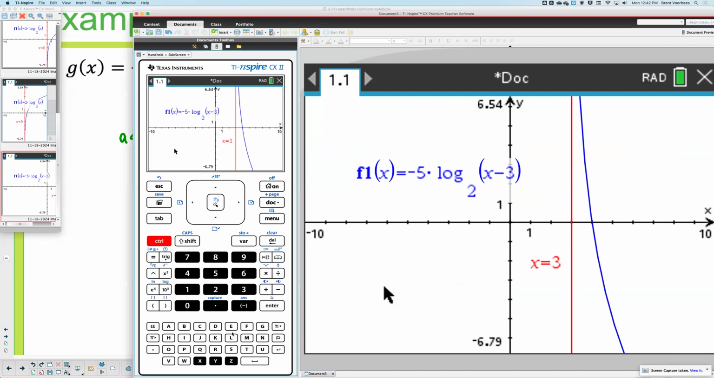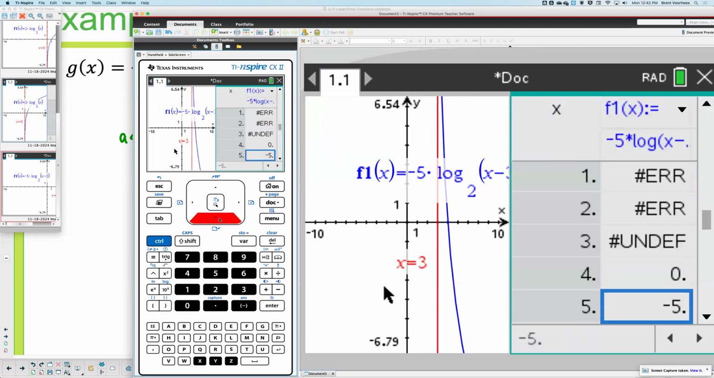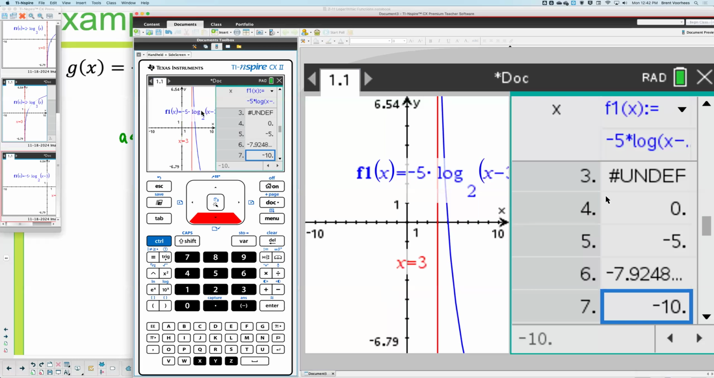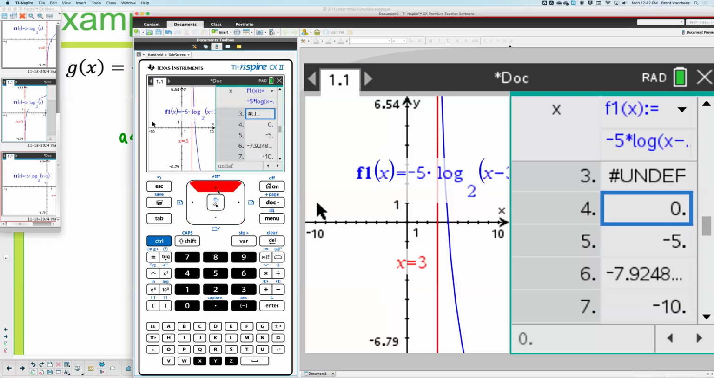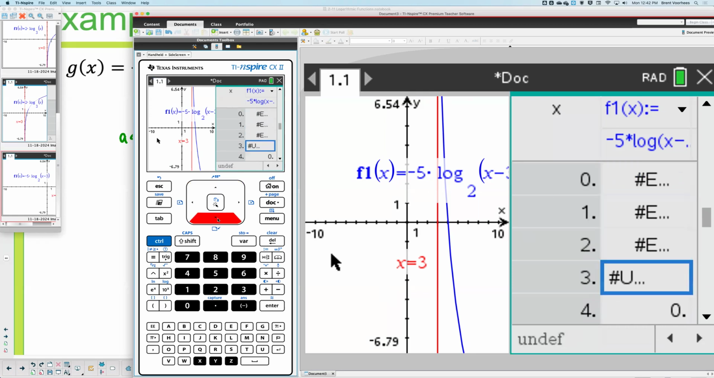I hit table. What's up? Okay, by the way, you can tell where the asymptote is. Look at this. Where there's not an asymptote, it says error. Where the asymptote is located, you get the undefined. That's the asymptote at 3.